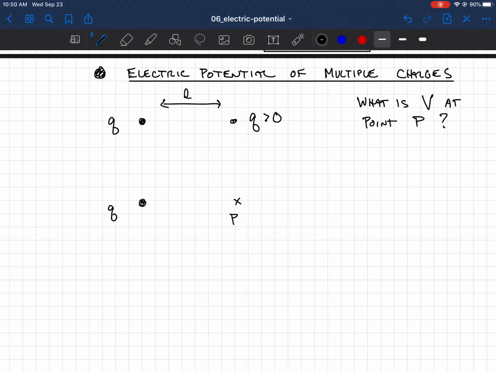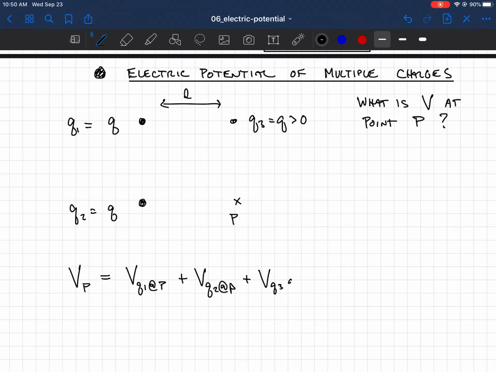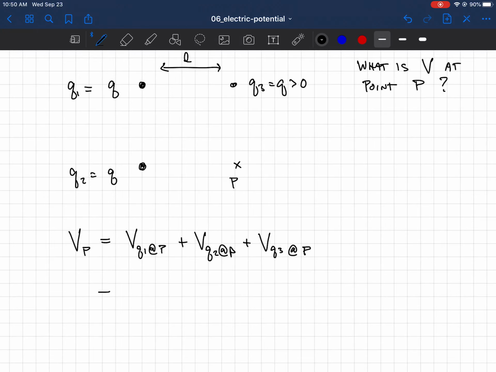And the answer to that question is that V at point P is equal to the V due to Q1 at P plus the V due to Q2 at P, and let's call these Q1, Q2, Q3. Q3 is equal to Q, which is positive, plus the V of Q3 at point P. So what are those things? Well, we just use our equation.